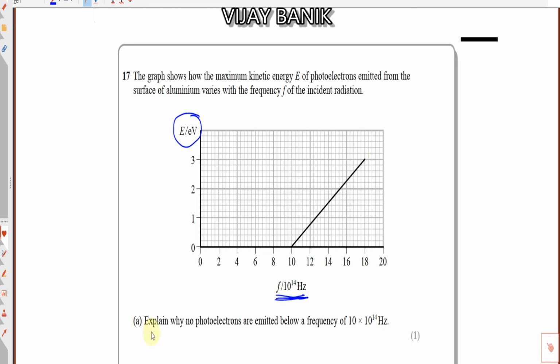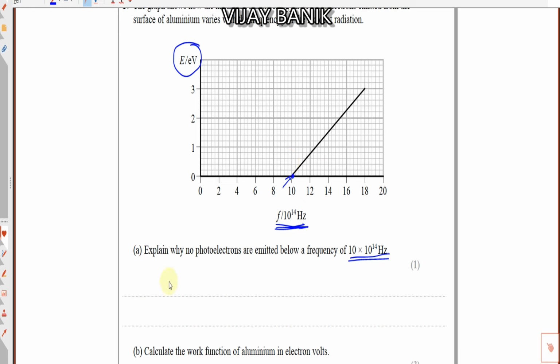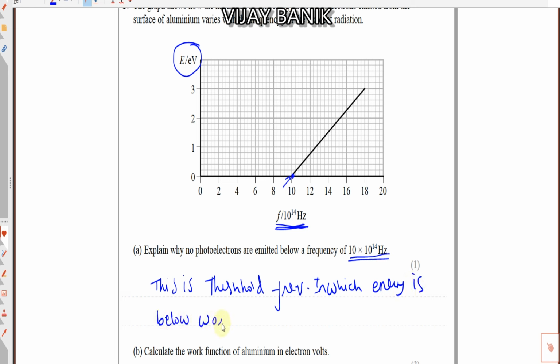Now, explain why no photoelectrons are emitted below the frequency 10 into 10 to the power 14 hertz. They are talking about this. This is the threshold frequency. You have to say because it's the threshold frequency, and below threshold frequency, the energy is less than the work function. Therefore, no emission of electron takes place. I hope you guys understood, because this is the threshold frequency. Below threshold frequency, no emission of electron takes place.